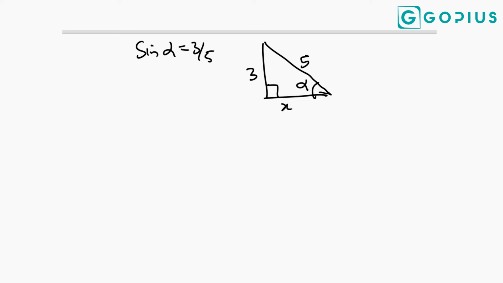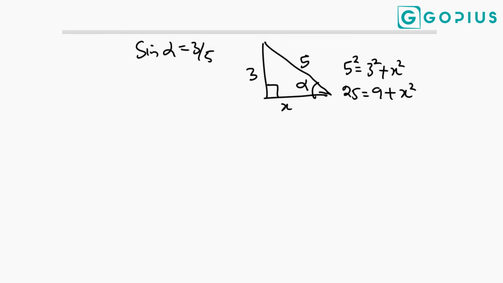Of course we can apply Pythagoras theorem here, that the square of the hypotenuse side is always equal to the sum of the squares of the other two sides. This will enable us find the adjacent side, which is given as x. The hypotenuse here is 5, so 5 square is equal to 3 square plus x square. 5 square is 25, equal to 3 square, which is 9, plus x square.